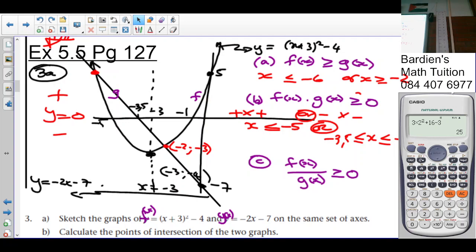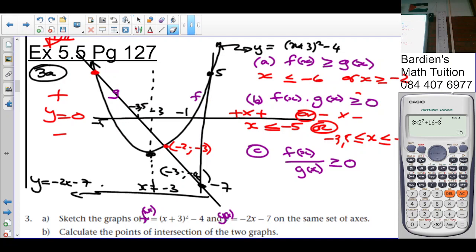Alright, let's look at the next one. The next one, C, it says where is f of x divided by g of x greater than or equal to 0? Okay, so what I'm going to do is change this around, spice it up a bit. Otherwise it's going to be a very similar answer to B. Is it okay if I change it? Even if I had said no, I would have changed it anyway.